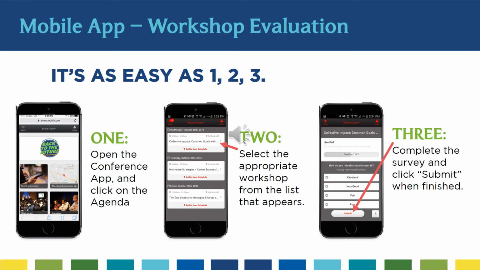Attendees should have already downloaded the app. Then they'll open the conference app and click on the agenda. They'll select the appropriate workshop from the list that appears, and then they'll complete the survey and click submit. If you don't feel comfortable trying to assist attendees with completing the evaluation via the app, please let them know they can find assistance at the networking lounge or at the conference registration table.